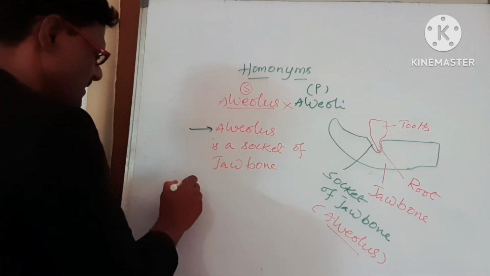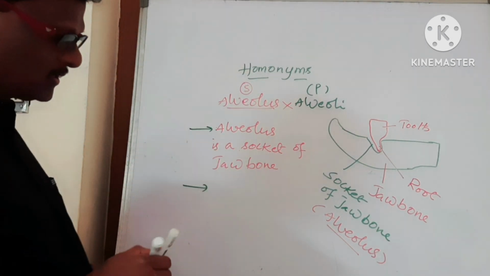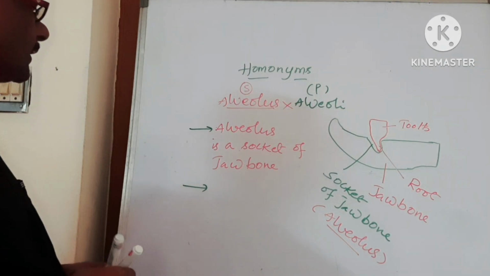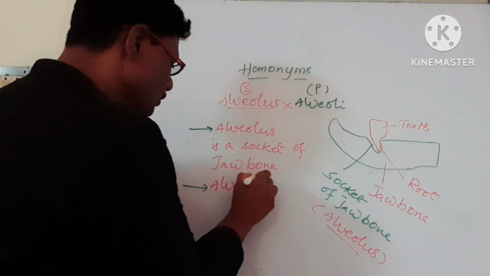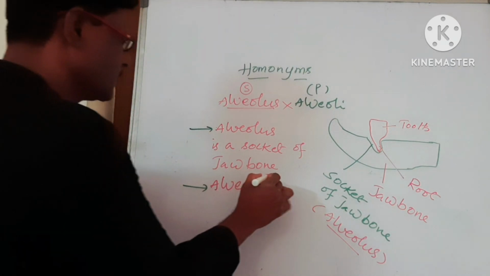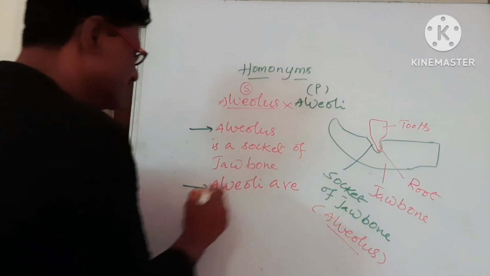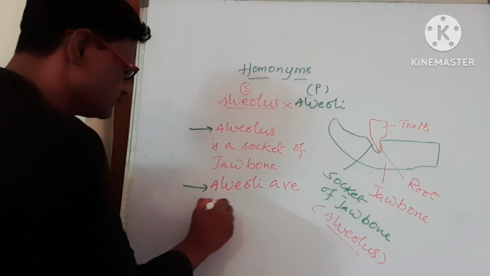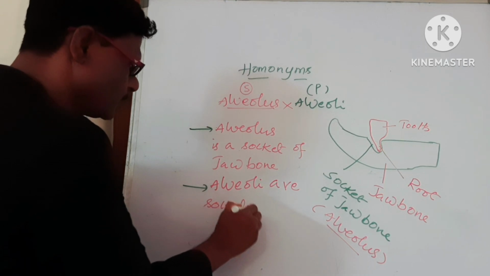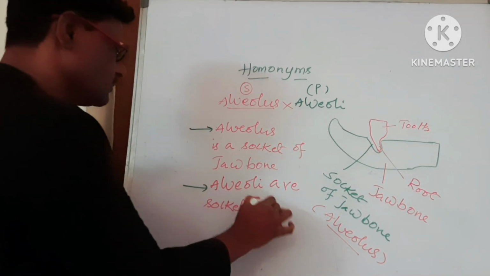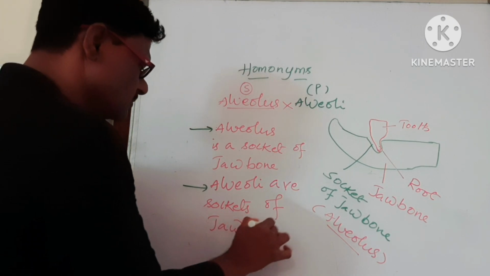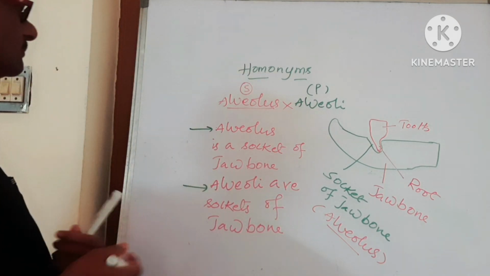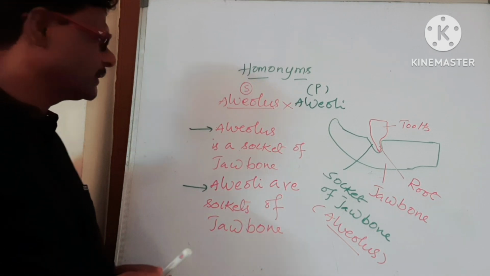Right? Another one. See here the plural word, alveoli. Alveoli or sockets of a jawbone. Sockets of a jawbone. So have you understood, I think?